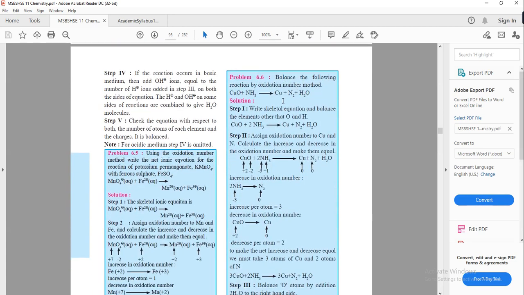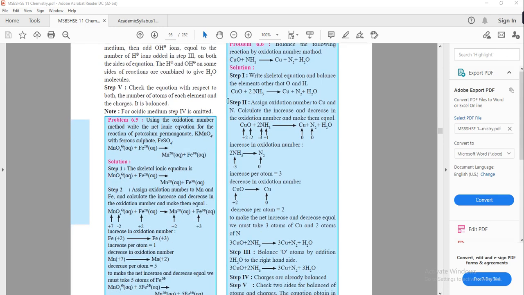See the next example given here. Balance the following reaction by the oxidation number method: CuO plus NH3 gives Cu plus N2 plus H2O. This is not a balanced reaction. We have to balance it using the oxidation number method. So step 1: write the reaction as it is. Now assign the oxidation states.